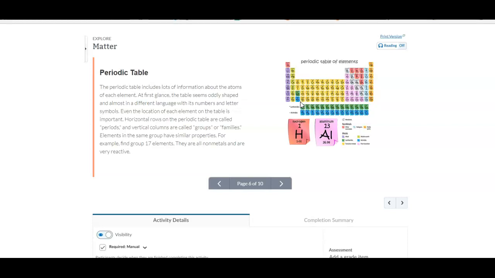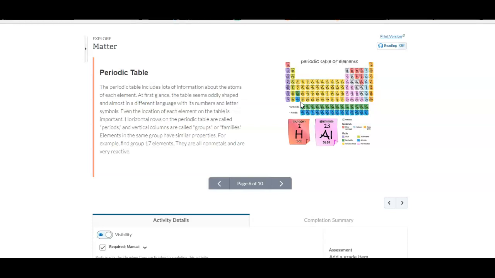Vertical columns. So think about a column like on your front porch that holds up the roof or a wall in your house. Those are called groups or families. Same thing, groups or families. So elements in the same group, going up and down, have very similar properties. So think about your family, right? Group and family, same thing.